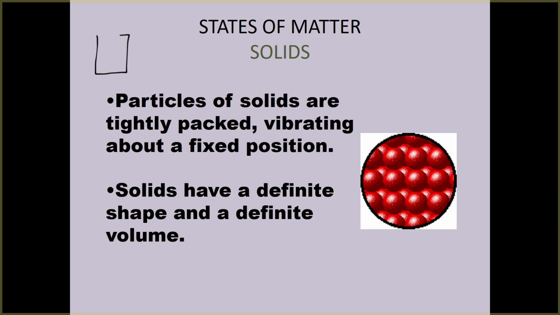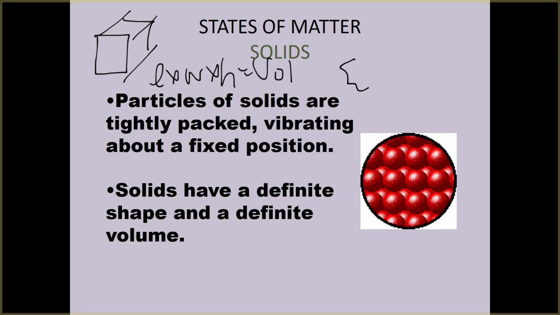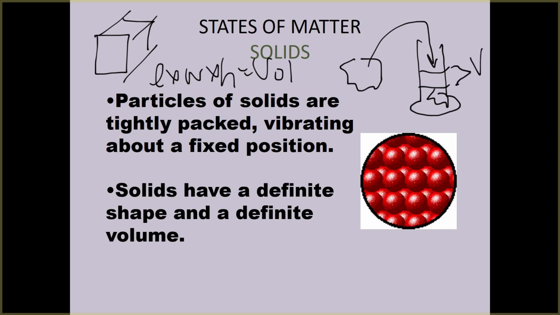If we have kind of a cubic solid, we can do length times width times height to find that volume. If you have an irregular solid, recall that we can use water displacement. So first of all, measure out the height of your water, then put your solid in, and then notice what the height is now. And the difference there, this is your volume.